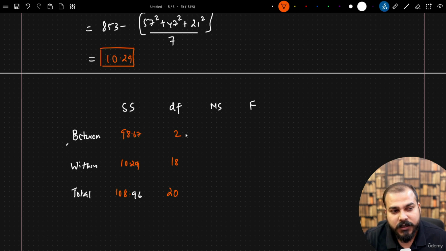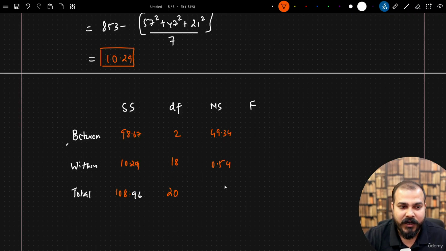Mean square is very simple. We just take this value and divide it with this value. So here I will be getting 59.34 and this will be nothing but 0.54. This also we divide by this, and once it is done, you can also sum it up and get it.